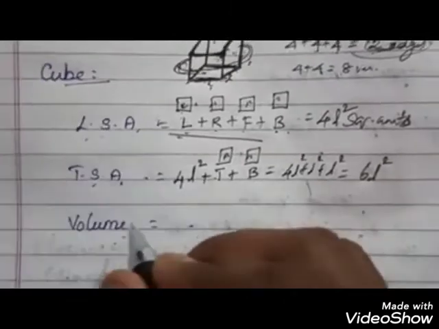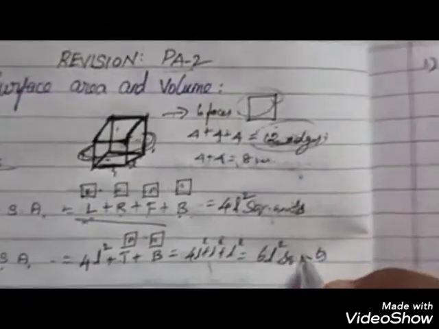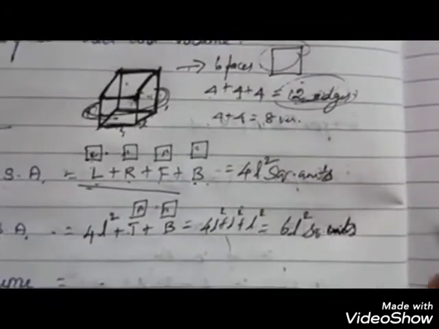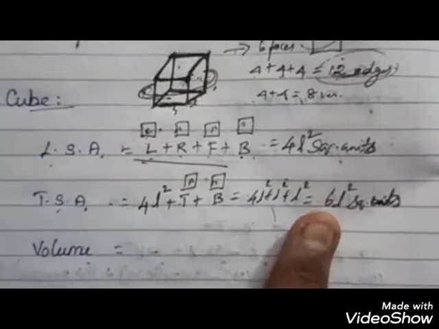Another important thing, you need to write the unit, that is square units. You need to write the square unit. So the total surface area of a cube is 6L square.